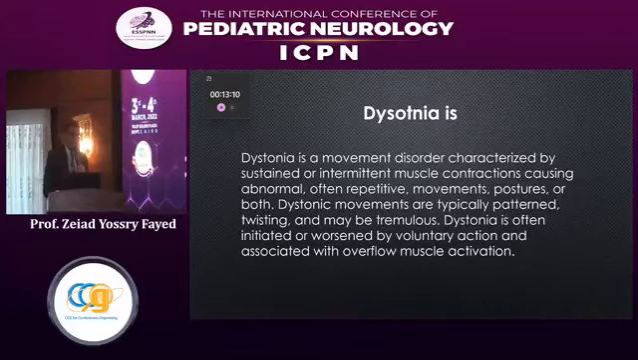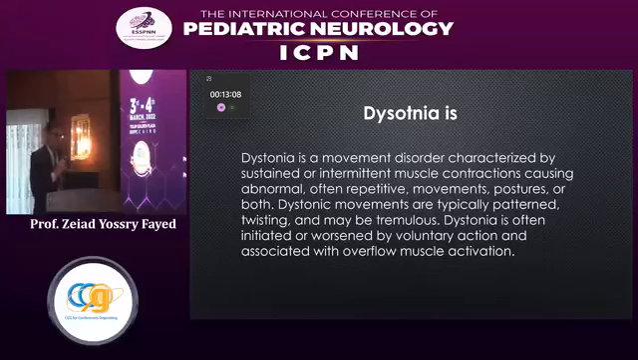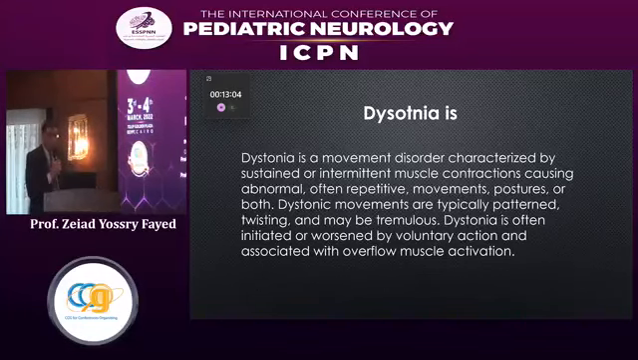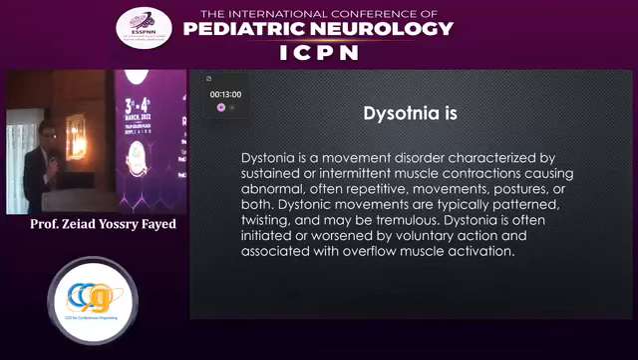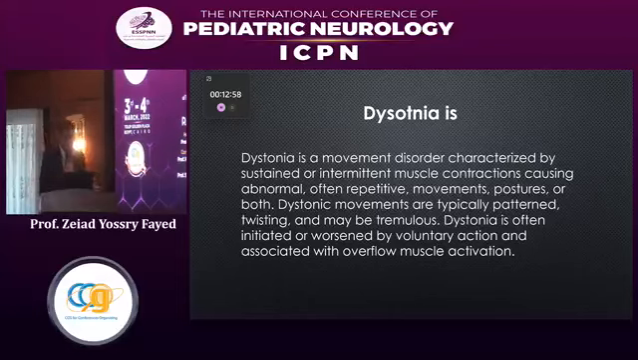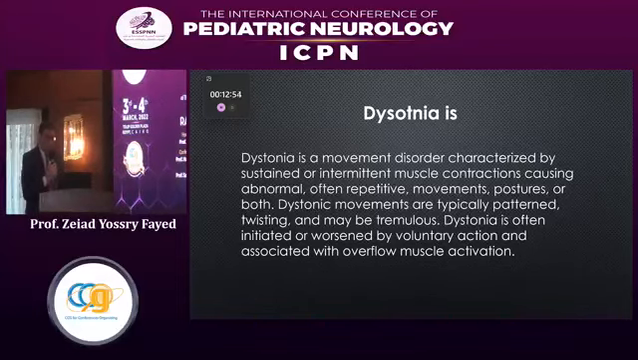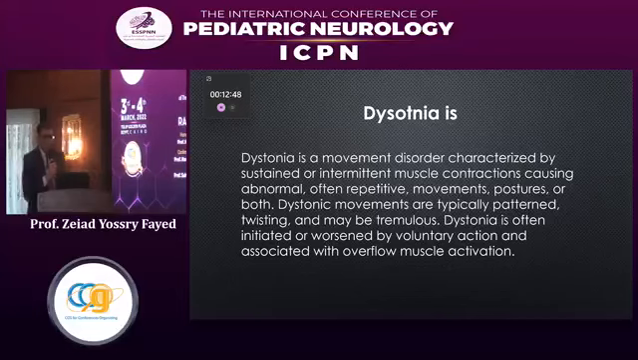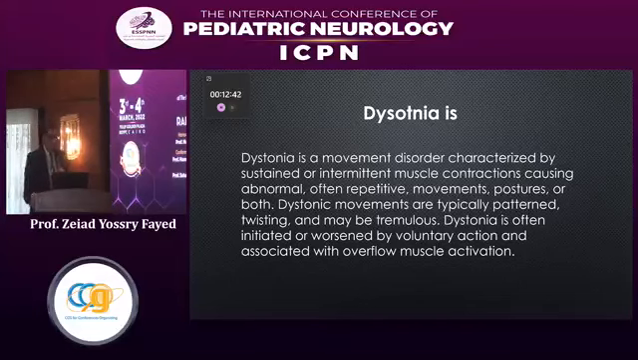The definition of dystonia is a dynamic thing. Actually, it has been evolving over the years and changing every decade or two. But the recent one defines dystonia as a movement disorder characterized by sustained or intermittent muscle contractions. The previous definition might have been only sustained muscle contractions. So in this new definition, sustained or intermittent muscle contractions cause abnormal, often repetitive movements, postures, or both.